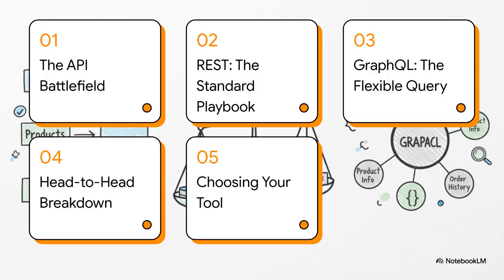First, we'll set the stage. What in the world is an API anyway? Then, we'll introduce our two big players, REST and GraphQL. After that, we'll put them side by side to see how they stack up, and finally we'll get to the most important part, a guide to help you choose the right tool for your specific job.